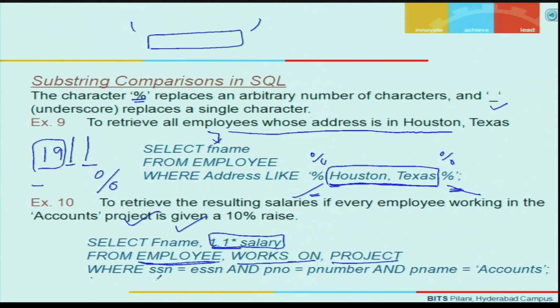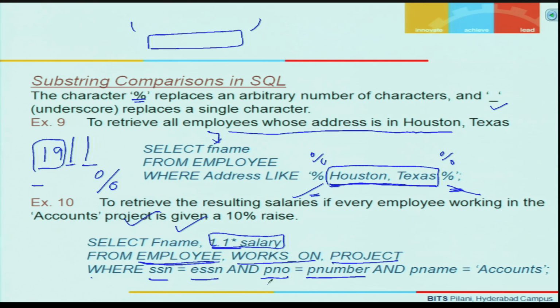Now I am trying to join multiple tables: employee, works on and then project. There should be some commonality among these tables using which I can join the tuples which are spread across them. So first I can join employee with works on, because SSN in the employee table is referred to by ESSN in the works on table, which tells which employee is working on what project. So SSN in the employee table is equal to ESSN. There is no ambiguity, because the attribute names are not the same across these tables. And the second condition is PNO in the works on table should be equal to P number in the project table.